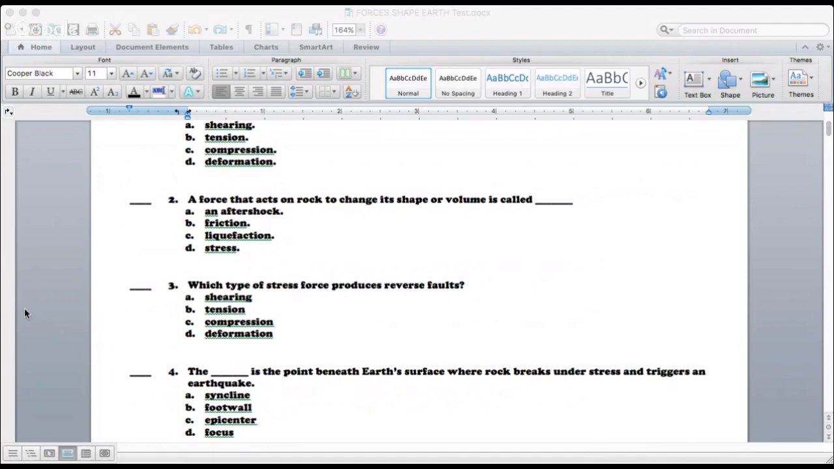Number 4. The blank is the point beneath Earth's surface where rock breaks under stress and triggers an earthquake. A. Syncline, B. Footwall, C. Epicenter, D. Focus.